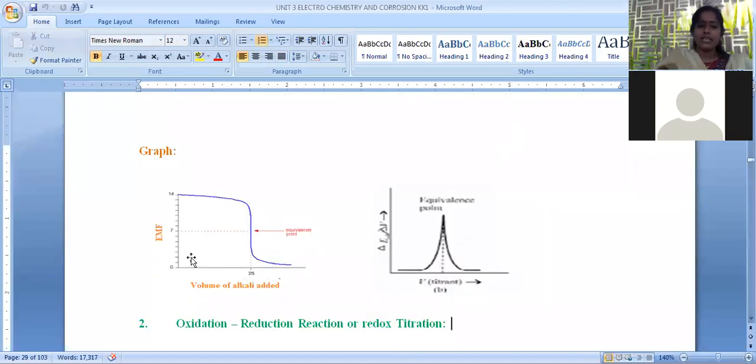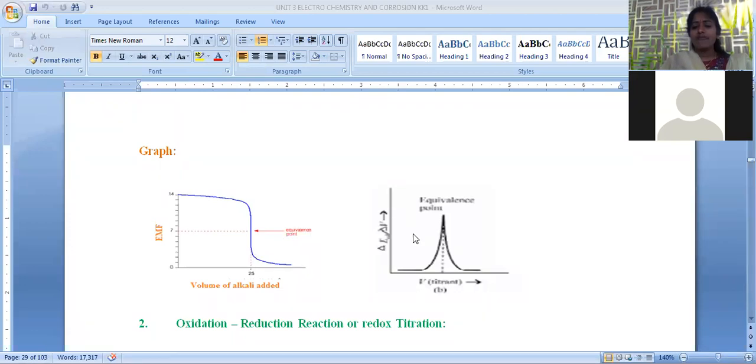The graph is plotted by taking volume of alkali on the x-axis and EMF on the y-axis. So all the readings are plotted on this graph, and the graph is represented in this way. The graph is in a reverse S shape. This is one type of graphical representation, and it is also there in our laboratory experiment. Where the sudden decrease in the EMF value is observed, that is the point of inflection. That point is taken as the end point or equivalence point.